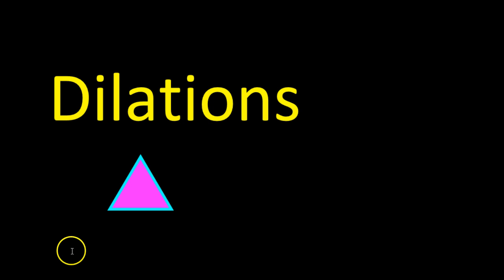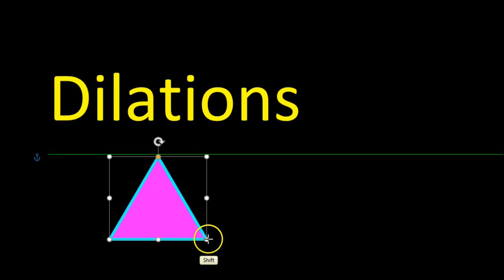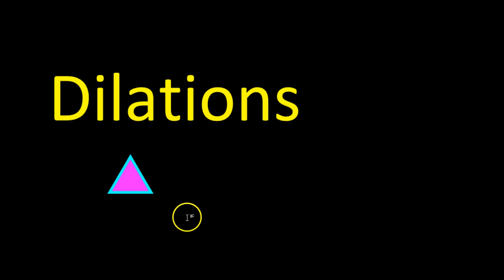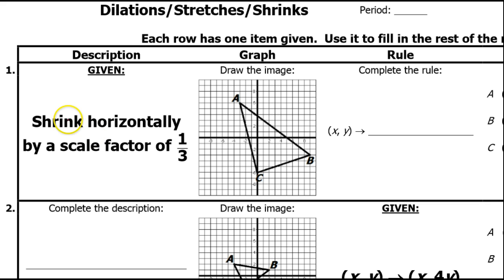In this video, I will show you how to perform a dilation. A dilation is when you take a shape and you either make it bigger by a certain factor or make it smaller by a certain factor. Now, a dilation is going to be a stretch if the scale factor is bigger than 1, and it's going to be a shrink if the scale factor is less than 1.